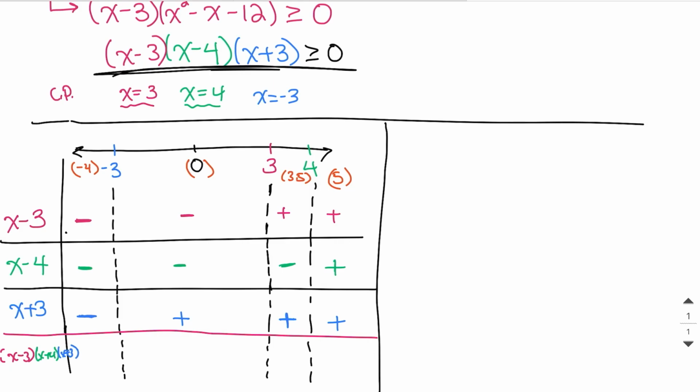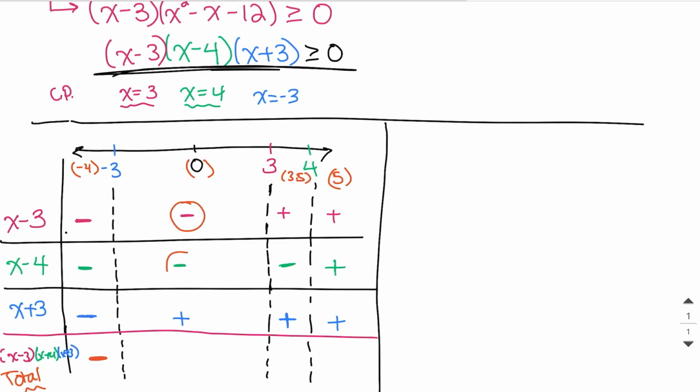So essentially what I'm doing here is I'm multiplying a negative by a negative by a negative. Well, 3 negatives multiplied together give us a negative. So this means here that this whole entire thing, the total inequality, is going to be a negative.